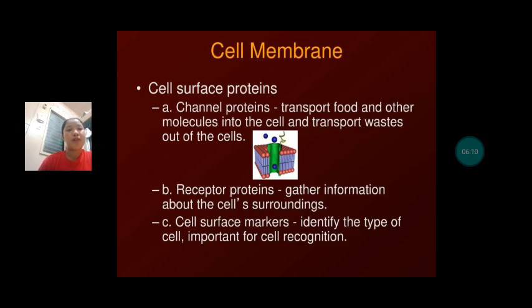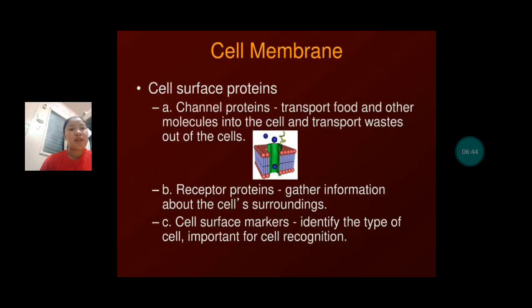So cell membrane, cell surface proteins, channel proteins transport food and other molecules into the cell and transport waste out of the cell. As I have said, the function of the cell membrane is to allow proteins or molecules to come inside the cell, and some to get out. It also disposes of waste, and it acts as a border. The first function is that the cell transports waste out of the cell.